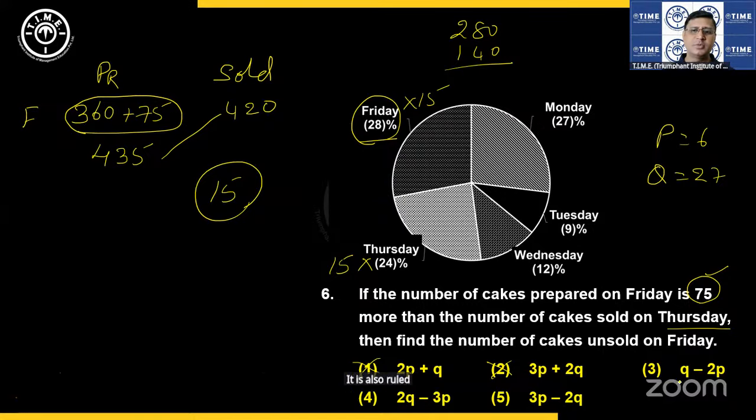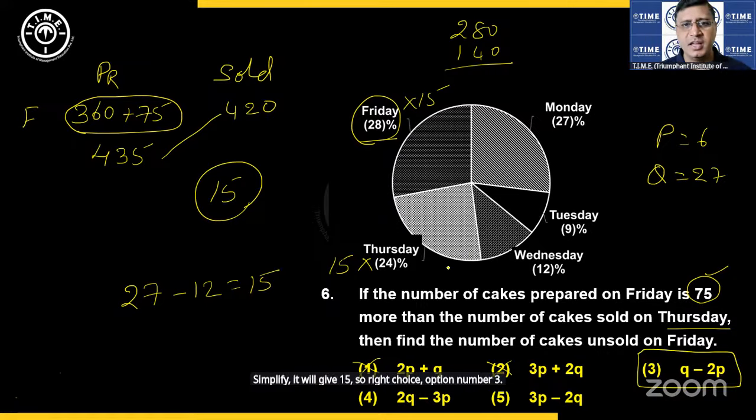Now look at option number 3. 27 minus 2 times 6, that is 12. Simplify. It will give 15. So the right choice is option number 3. The third choice is the right answer.